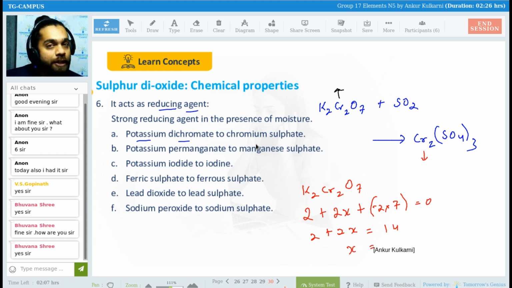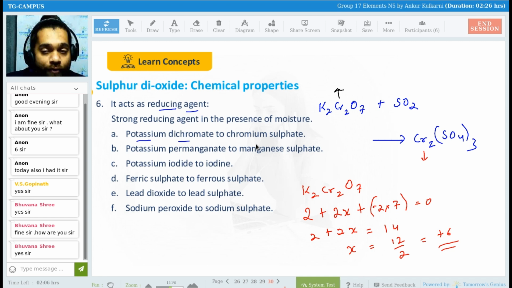x is equal to what? 14 minus 2 is 12. 12 divided by 2, Sarjana, what are we getting? How did you get 3? It is plus 6. What mistake did you do? Okay, is it clear, everyone? So single chromium is plus 6.